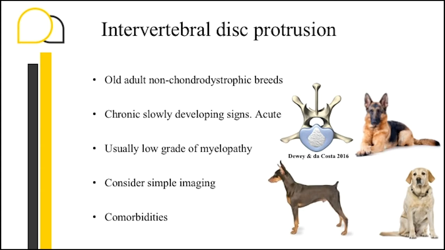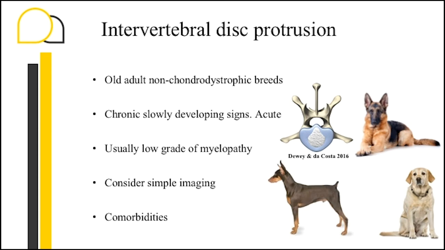Intervertebral disc protrusion. This consists of a fibroid metaplasia of the disc and progressive thickening of the dorsal annulus fibrosus, which ends up protruding dorsally into the vertebral canal. It typically happens in non-chondrodystrophic breeds over the age of 7 years, suggesting that this type of disc degeneration represents a consequence of later onset age-related changes in comparison to chondrodystrophic dogs.